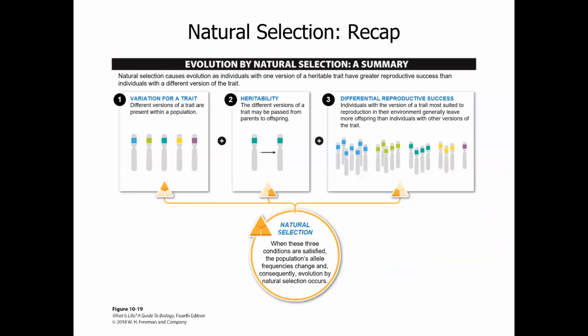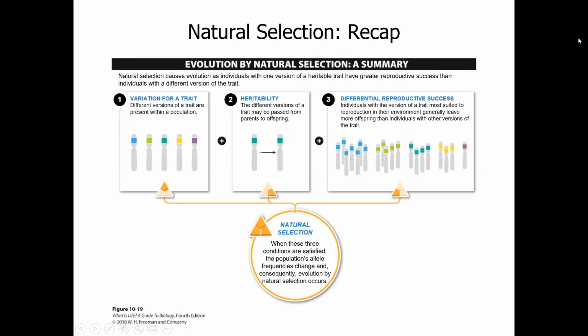So I'll give a brief recap of natural selection. With natural selection, the 3 conditions that have to be met are that we have to have, 1, the variation for a trait. So we have to have different versions of whatever the trait we're looking at is in a population. It can't just be everyone has the same trait. Otherwise, there's no variation. 2, those traits have to be passed on from parent to offspring. And then 3, we have to have differential reproductive success.